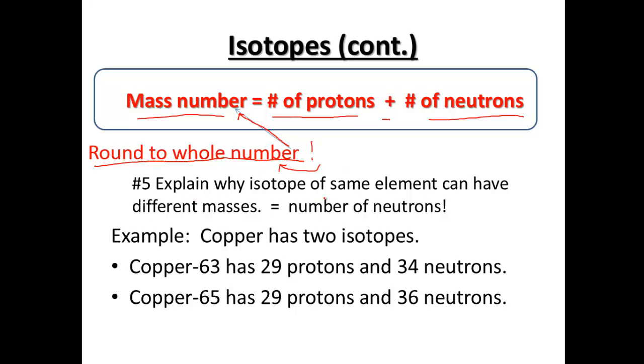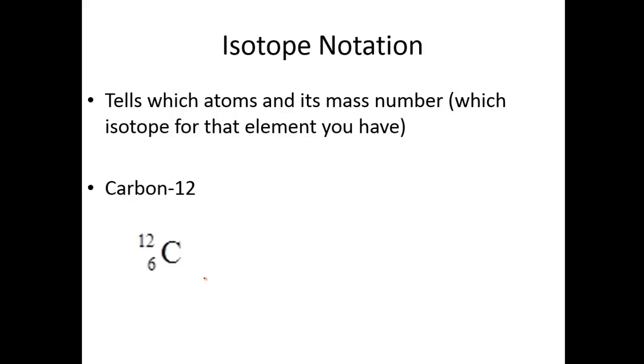Number 5 in your notes, explain why isotopes of the same element can have different masses. We keep the same number of protons, but the number of neutrons is what's different for isotopes. So like copper, for example, copper has 29 protons. That's what makes it copper. But one isotope of copper can have 34 neutrons and the other one 36 neutrons. So copper 65 is just slightly more heavy than copper 63. Chemically, they're the same though.